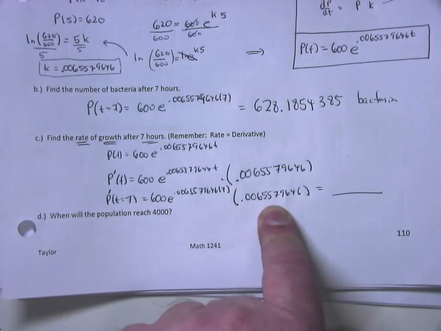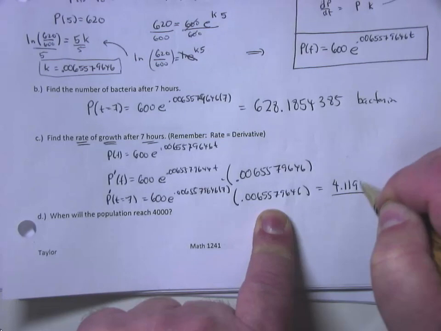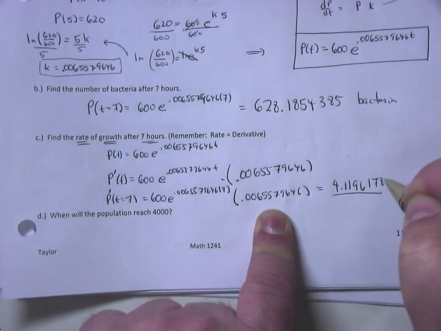And when I do that, I end up getting 4.119617846.